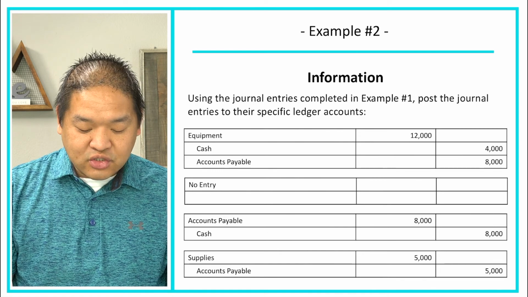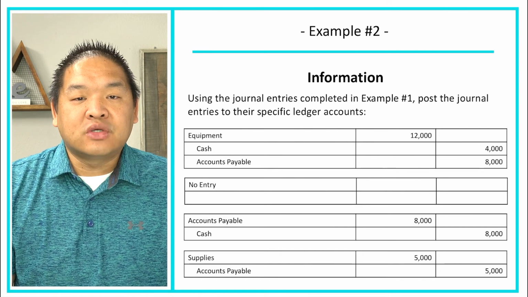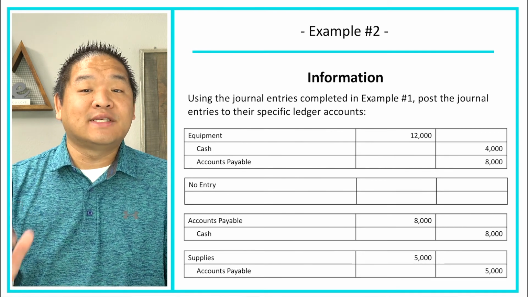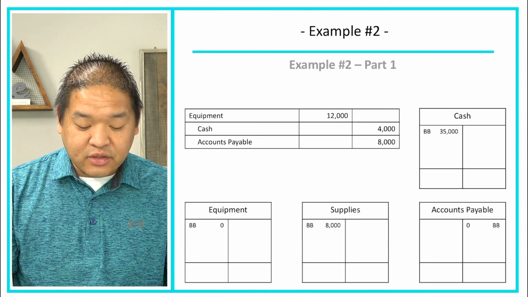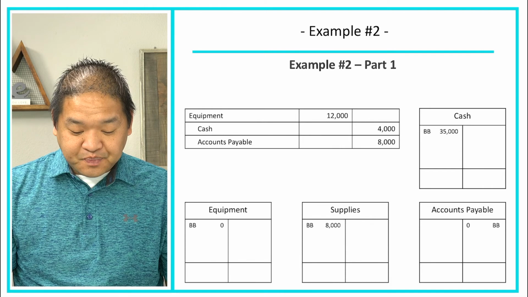So these are our journal entries. We've got a compound journal entry as the first one. We have no journal entry as the second one. And then we've got two straightforward journals at the very end. So let's look at each one of them individually.